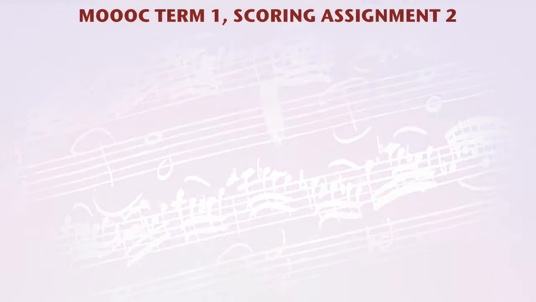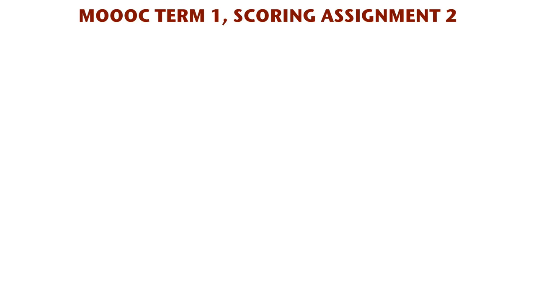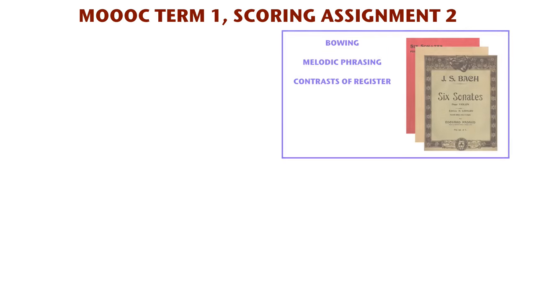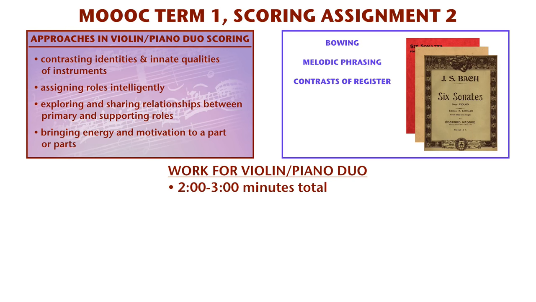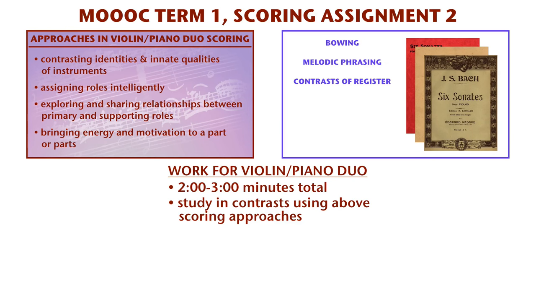This week's assignment is to compose a work that's aware of these basic concerns of scoring and uses them deliberately. Taking last week's developing approaches to bowing, melodic phrasing, and contrasts of register, and adding this week's understanding of roles between violin and piano in duo scoring, compose a 2 to 3 minute work that's a study in contrasts. This could be a contrast between musical ideas or moods or roles, or the individual characters of the instruments. It could even be a contrast between the idea of contrast and the idea of homogeneity.